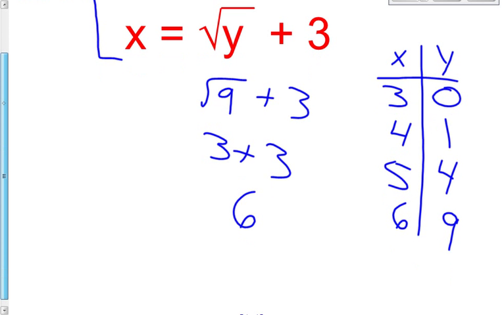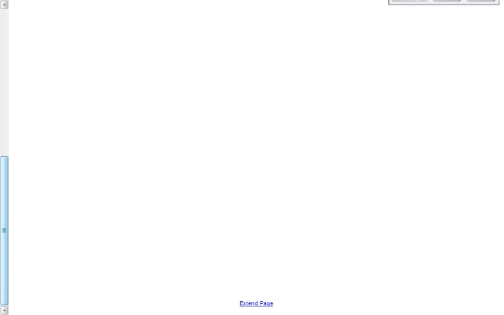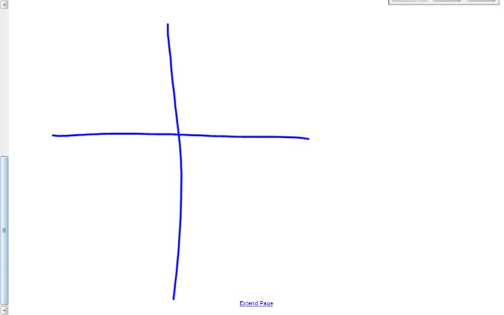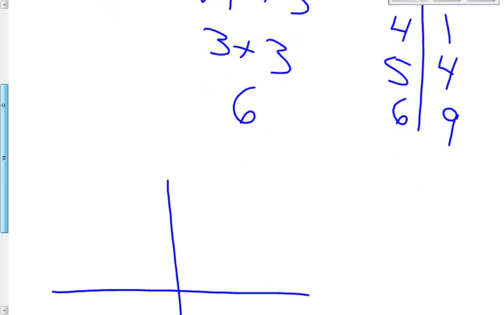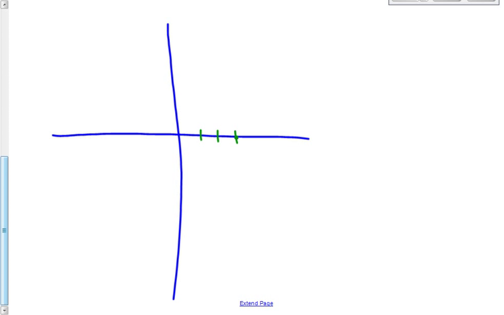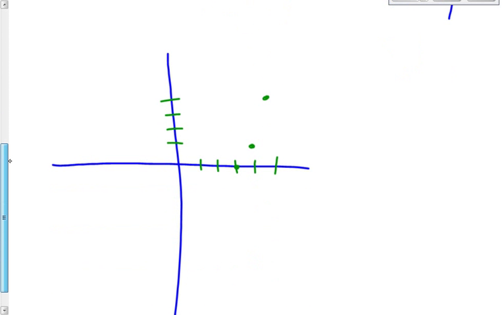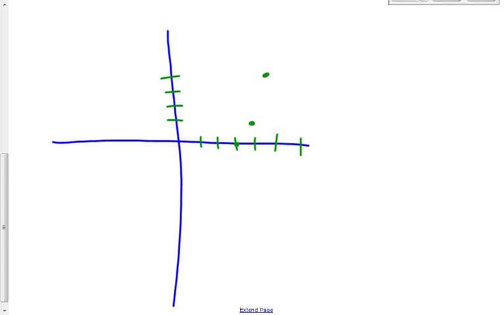So now on Excel math, you're going to have 4 A, B, C, D options, and now it becomes very, very simple. You just pick the one that goes through those 4 points. 3, 0, 4, 1, 5, 4, and then the last one being 6, 9. So that's how you do that one.